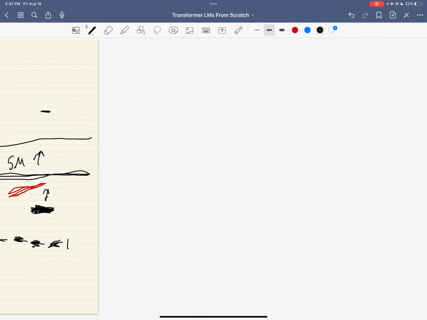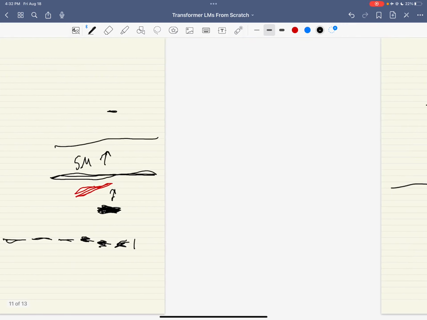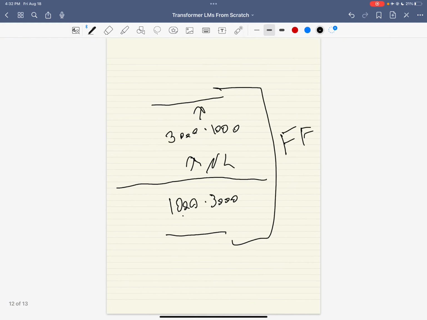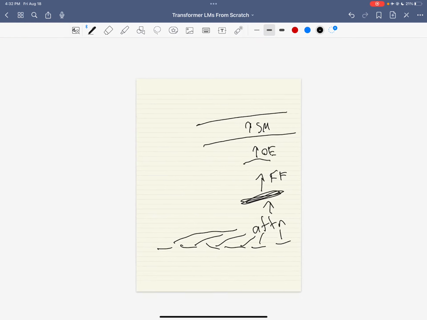Other questions about the feed forward layer? I think no. Okay.